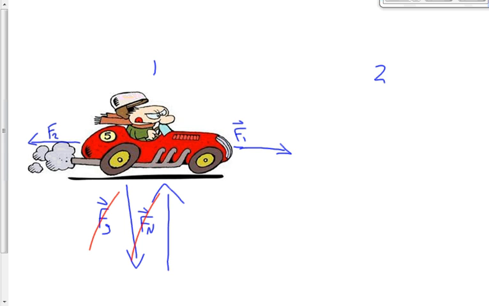We've got F2 pushing to the left, F1 pushing to the right. For every action, there's an equal and opposite reaction. He's got them drawn the same length, correct? Is that good? So they cancel out too, right? What's the net force acting on that car right now? What's the unbalanced force acting on that car right now? What is it? 0.